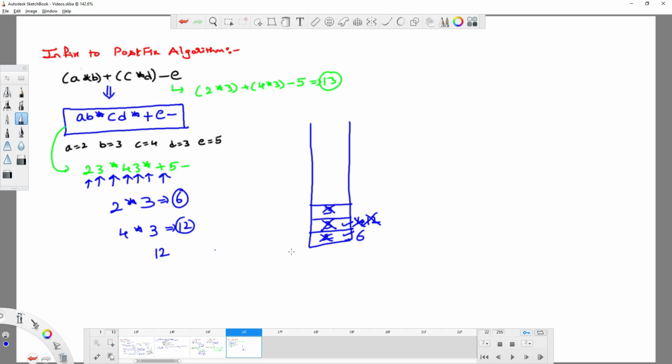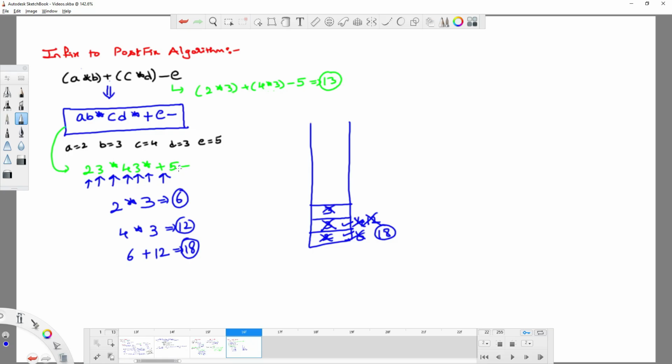1 is 12 as the second operand, and the next pop will be the first operand. 12 plus 6, how much? 18. A result you have to push back into the stack. See guys, you have to use the stack like this only. Wherever empty is there, I have to place. This is what I have been saying since the starting of the stack concepts.